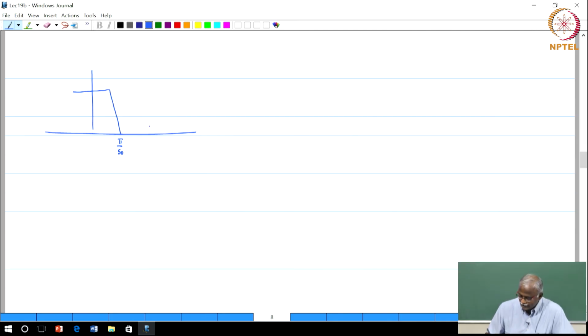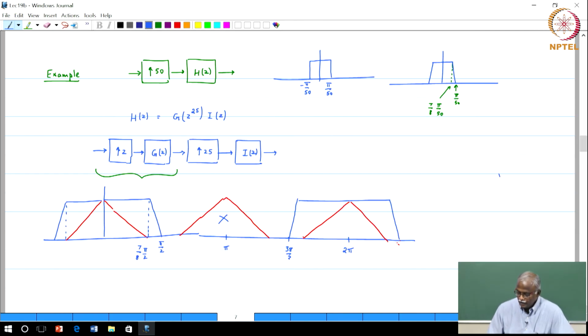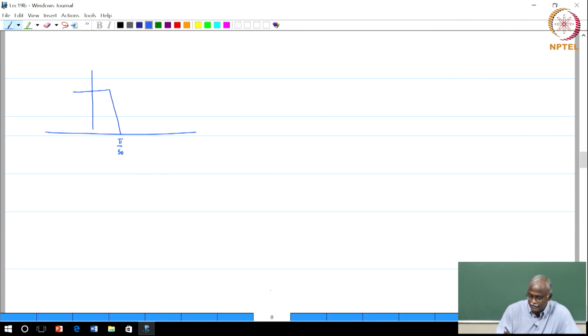Where is the next image? 3 pi by 2 is the next frequency edge, that divided by 50. So, 3 pi by 50 is then going to be the next edge. So, let me just show it as this here. So, this is going to be 3 pi by 50, that is the upsampling by a factor of 25 is going to produce images and is going to produce several images.